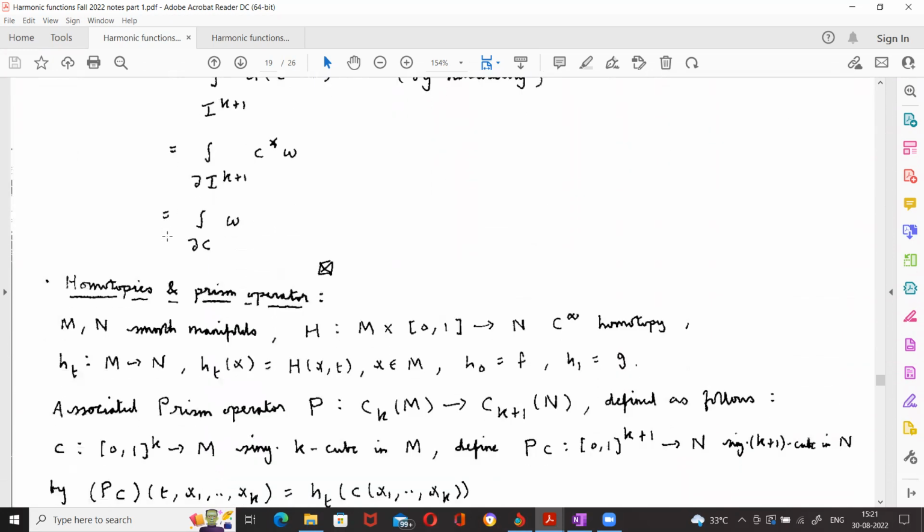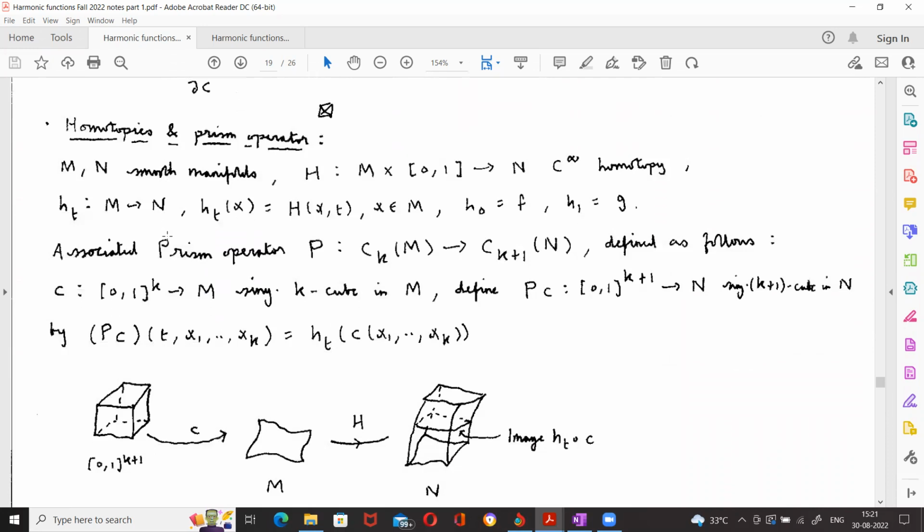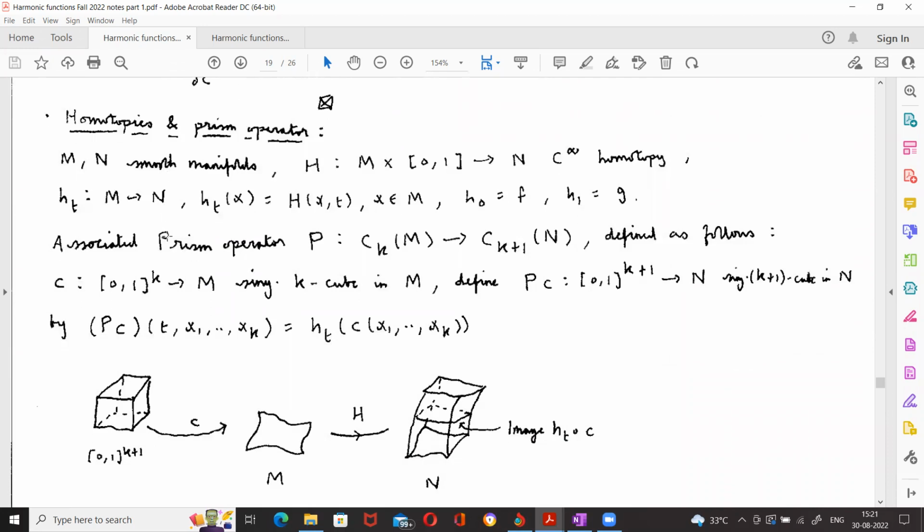Now I'm going to come to something which is going to be important for us. This you would have seen in your algebraic topology class. When you have a homotopy, you get something called the prism operator, right? Have you seen this in your algebraic topology class? Right. So we're going to do the same thing with cubes. In algebraic topology, you do it with simplices, so it's a bit more complicated. With cubes, it's much simpler actually.